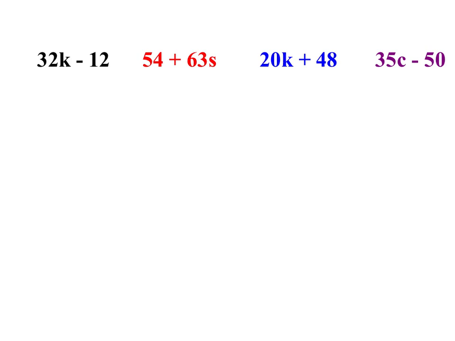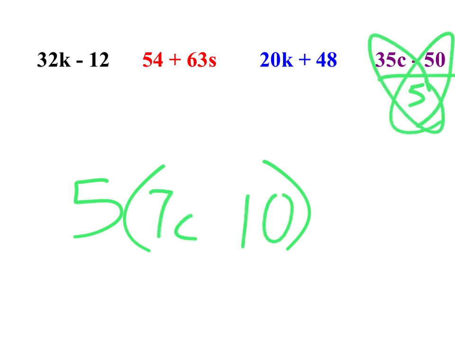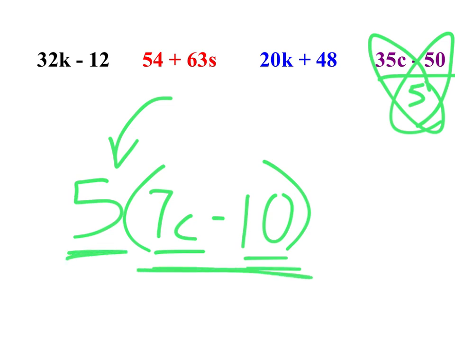Last one, I see a 5. Divide that one, you get 7c. Divide that one, you get 10. Put the sign back in between it. They are relatively prime, so it is fully factored. Remember, what we have done is we found the greatest common factor. We divided it out and wrote this as a multiplication. It is now the product of 5 and this quantity, 7c minus 10.